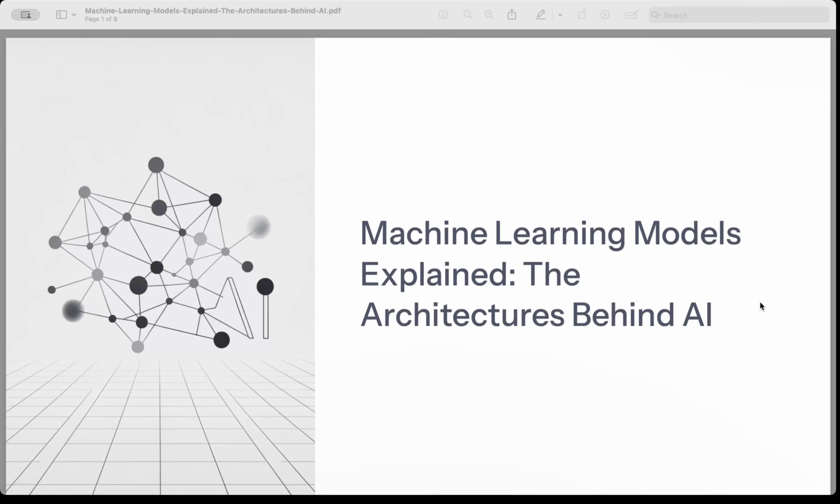Hi everyone. So today I am going to be talking to you about machine learning models and the architectures that go into building these models.